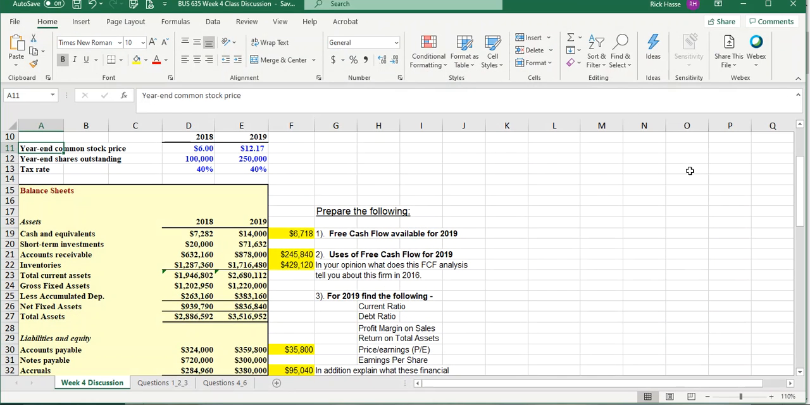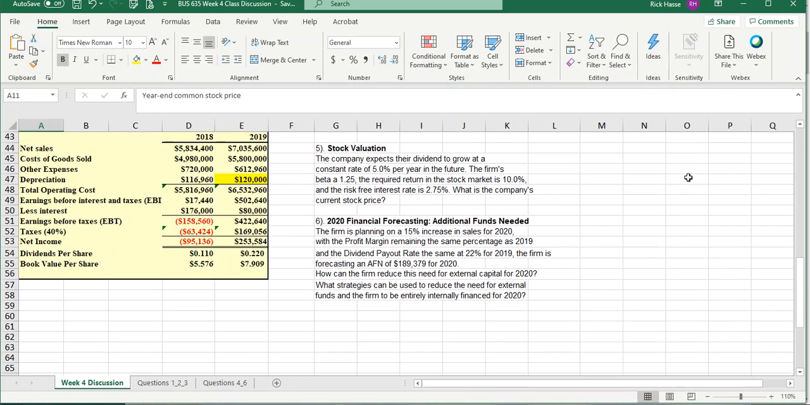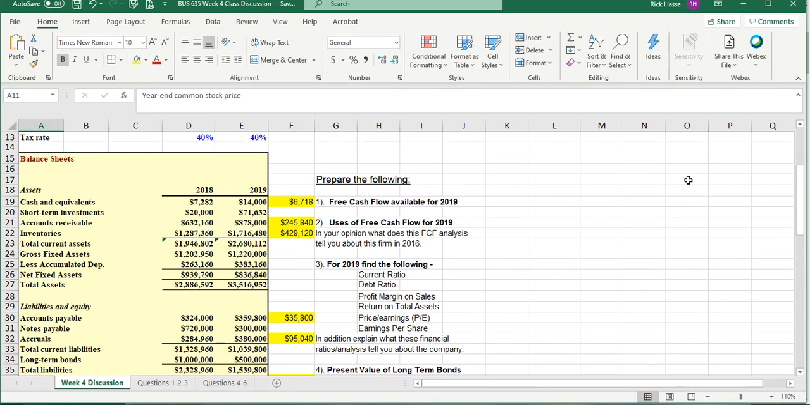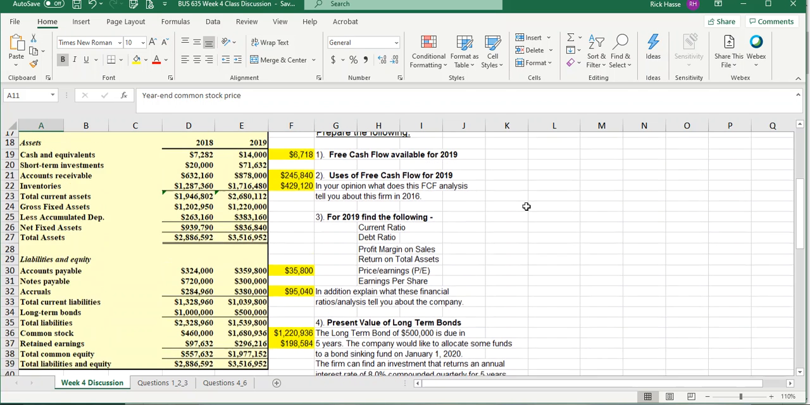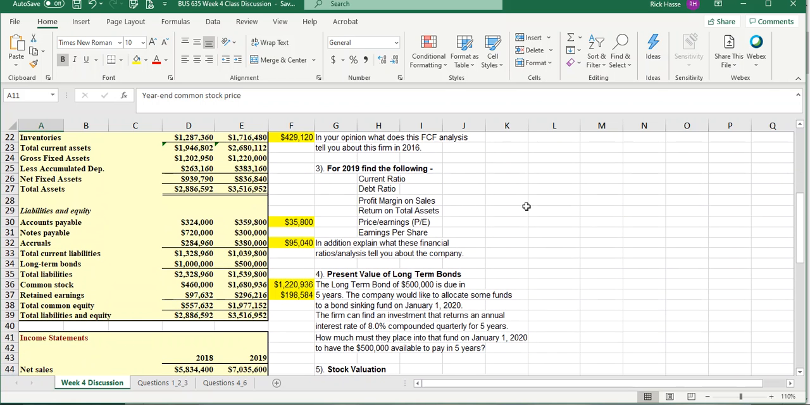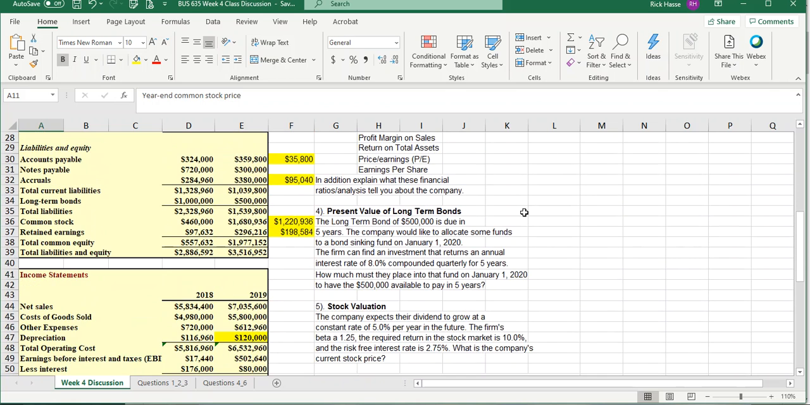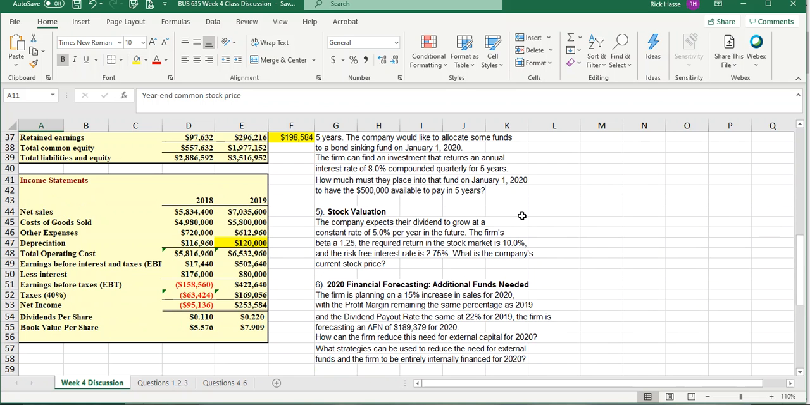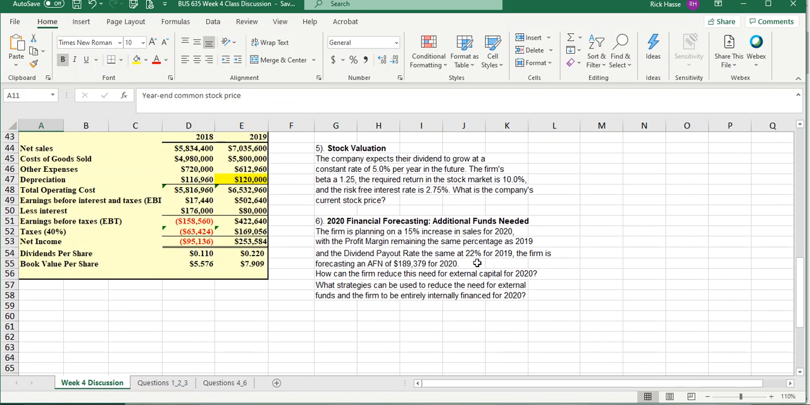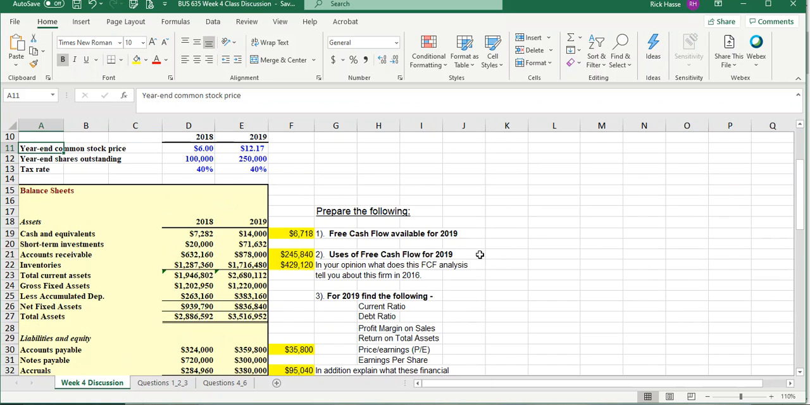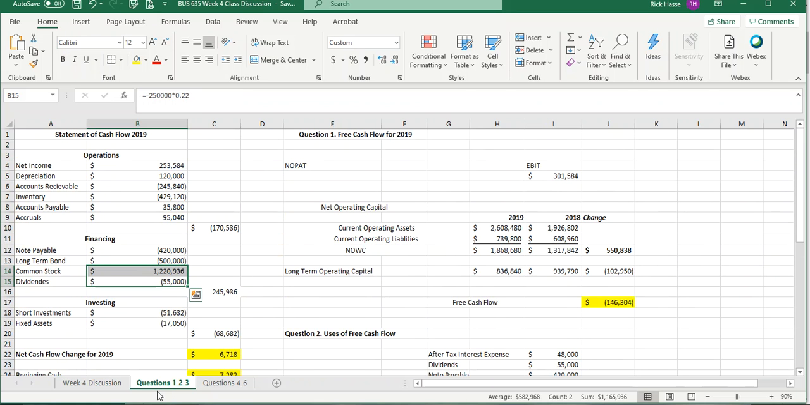It's a company where I've given you the balance sheet and the income statement, and then 6 positions or 6 strategic financial analyses: free cash flow, the uses of free cash flow, the financial statement ratio analysis, a present value of the long-term debt position of the company, a stock valuation of the company in intrinsic terms, and the financial forecasting model for this company for 2020. Those subsequent analyses are in these tabs, and I would like you to review them. What do they tell you about the company?